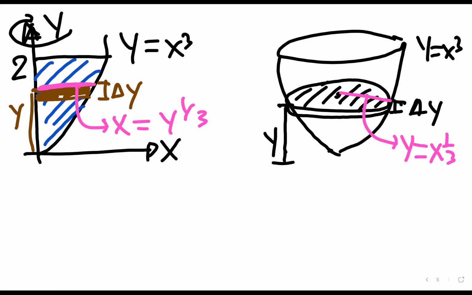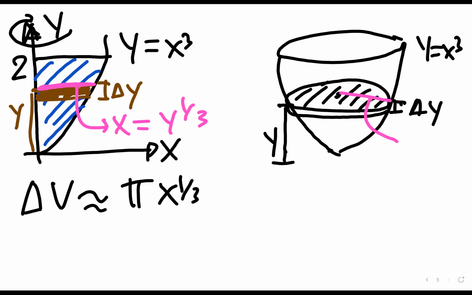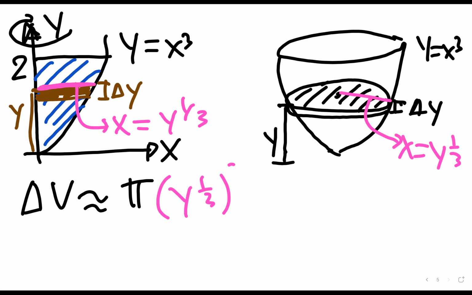This becomes pi y squared. Oh, sorry, I made a mistake here. y equals x to the power 1 over 3, so x equals y to the power 3. So the radius is y to the power 1 over 3, squared, multiplied by delta y. In the end, we have pi y to the power 2 over 3 delta y.